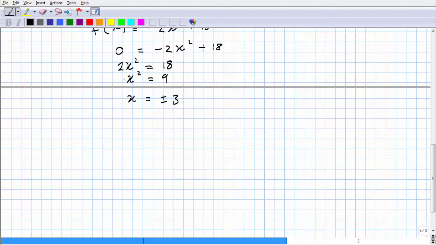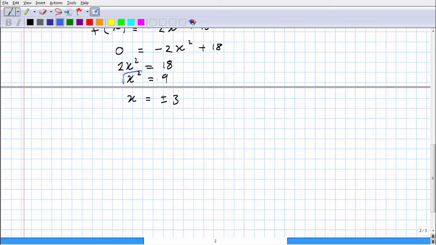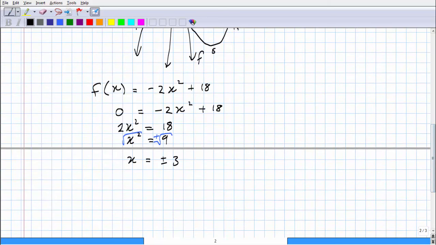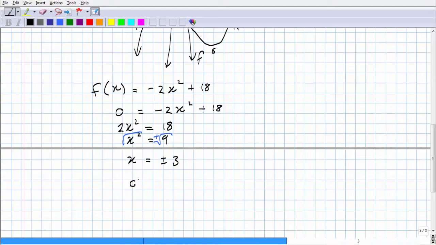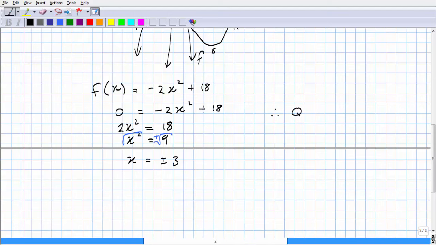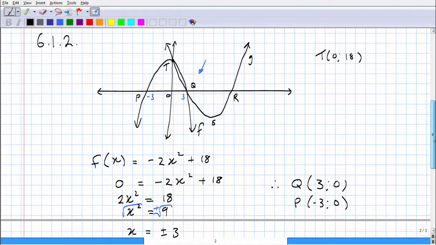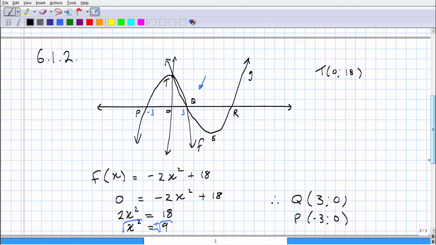It's very important that when you square root both sides, so we square root that side and we square root that side, this becomes a plus or minus. There has to always be the two answers, and that makes sense because there's a plus 3 and a minus 3. So Q is 3 and 0, so we found the coordinates of Q. Therefore, Q sits at 3, 0. Obviously, we know the point P. P sits at negative 3, 0. So we write those down.